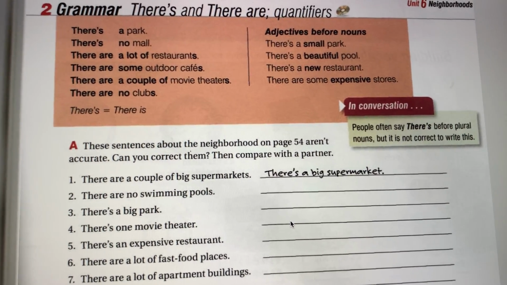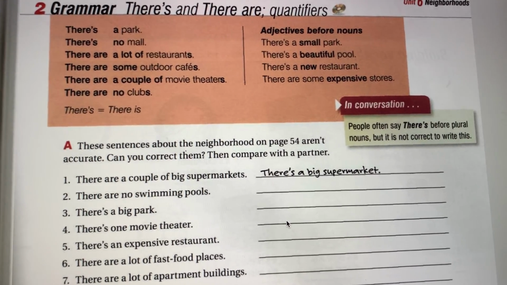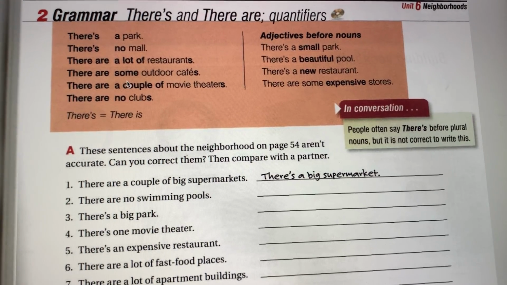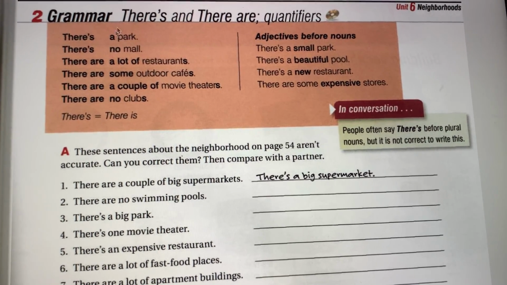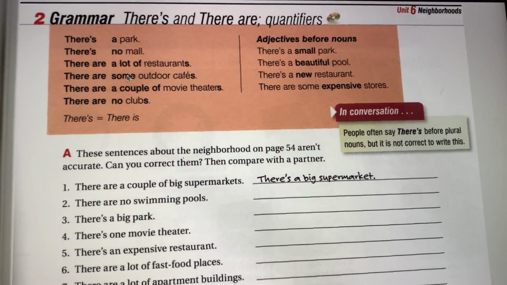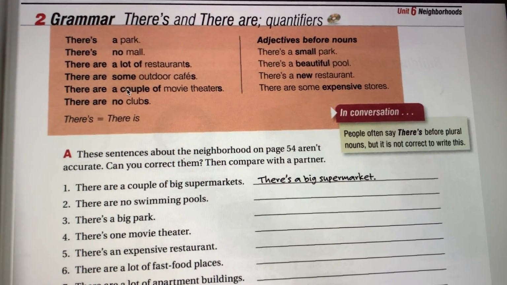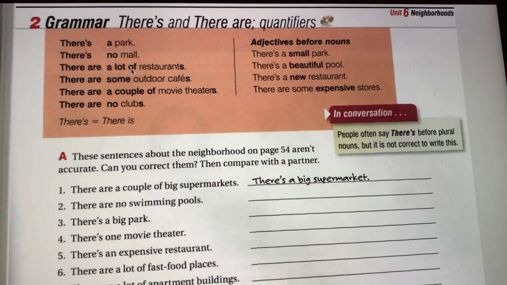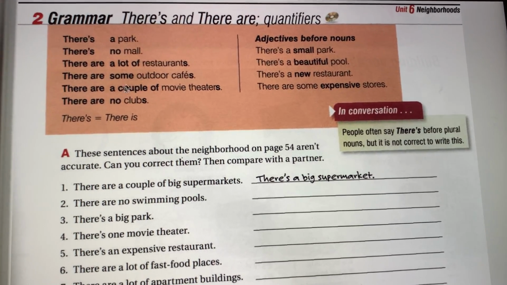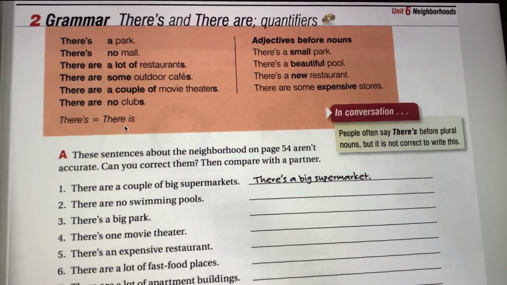There is no mall. ممكن نقول there is no mall, or if you see the last one, there are no clubs. So no can be used for both singular or plural حسب الاسم اللي بعدها. There are a lot. طبعا a lot to some و couple تجي معها فقط are. ليه؟ لأن اللي بعدها أكيد راح يكون جمع. Okay. There's هي اختصار there is.